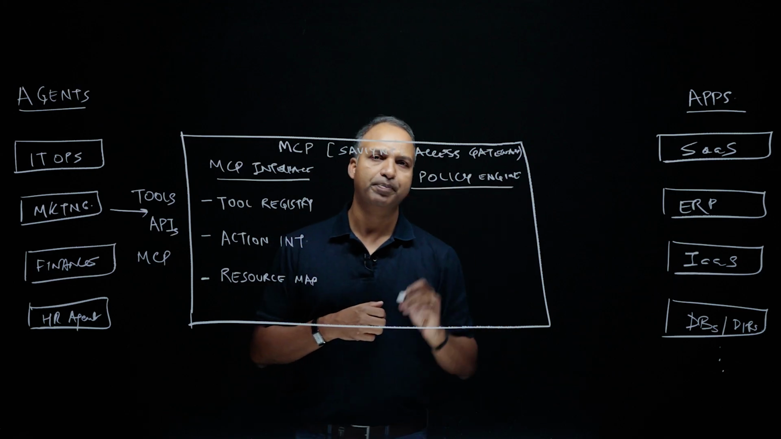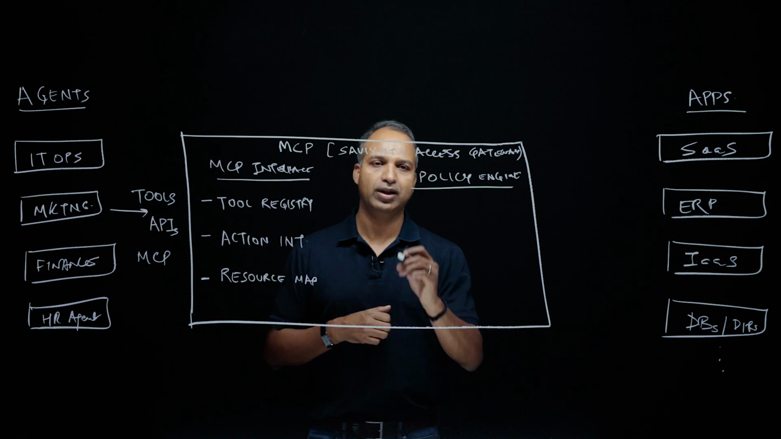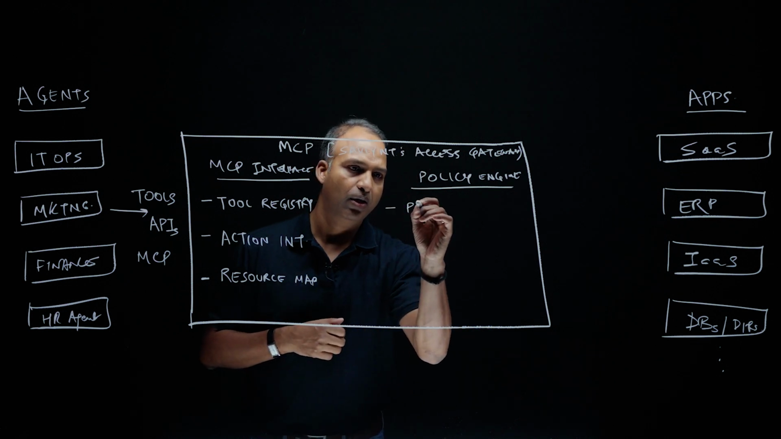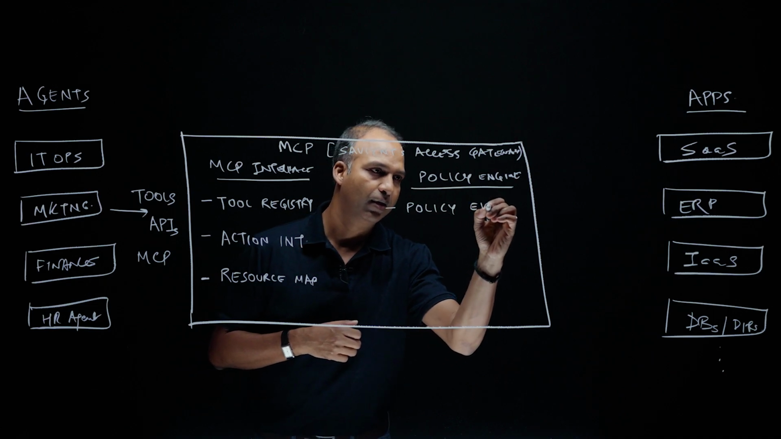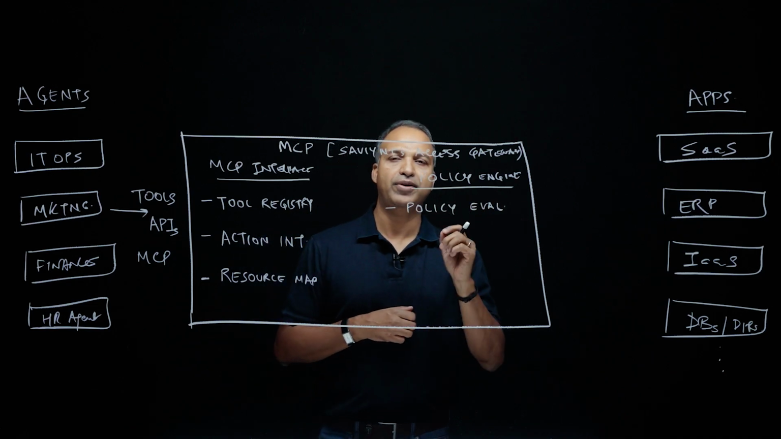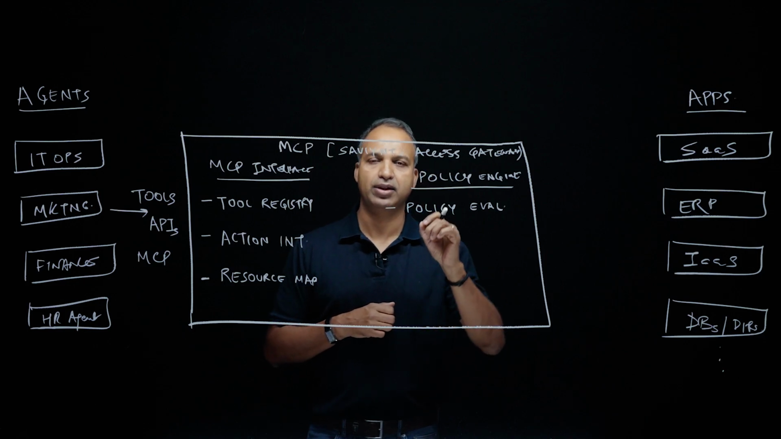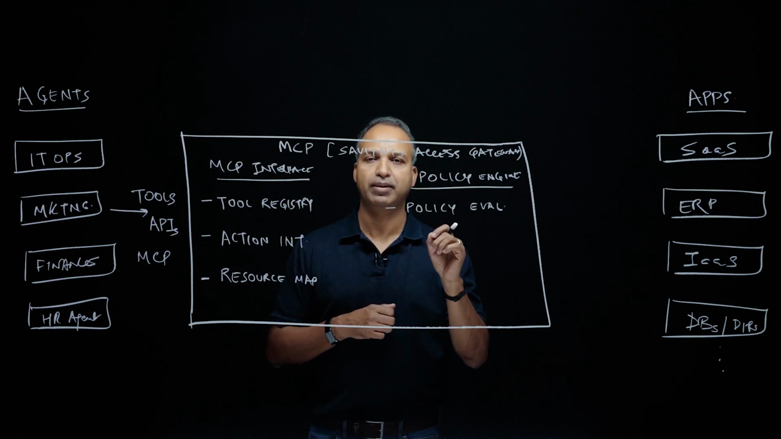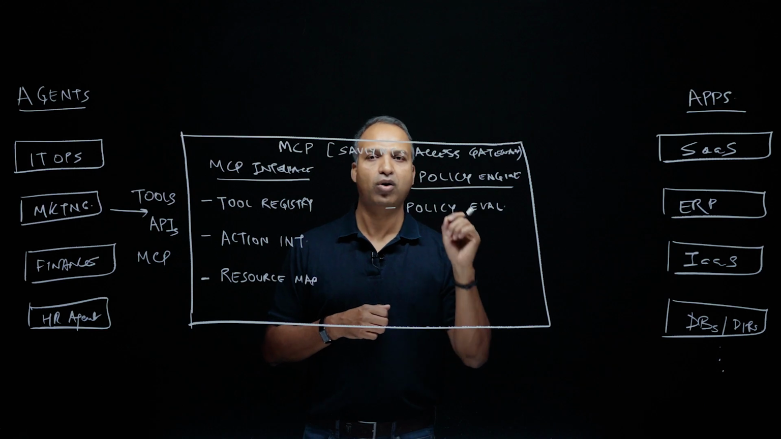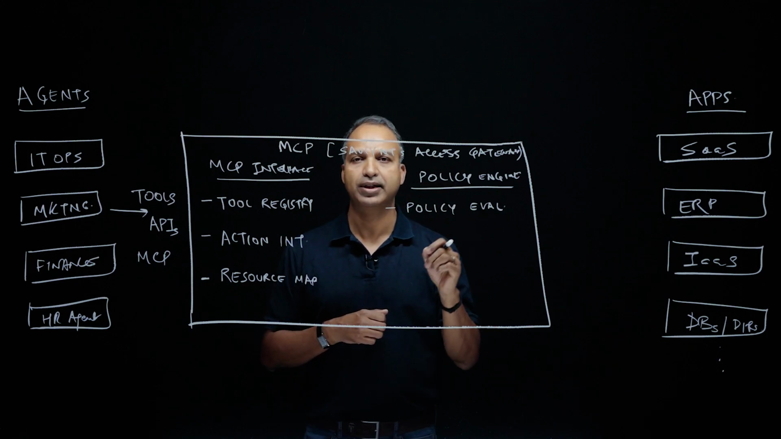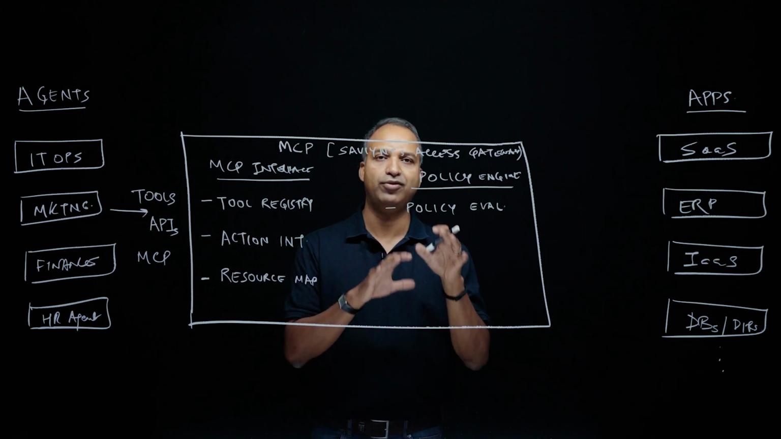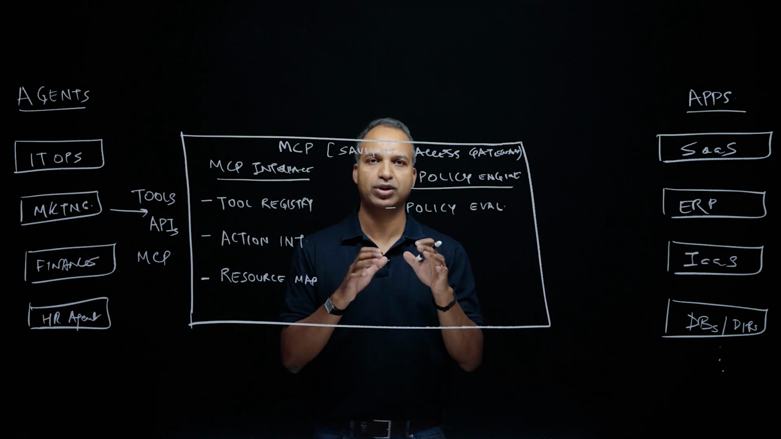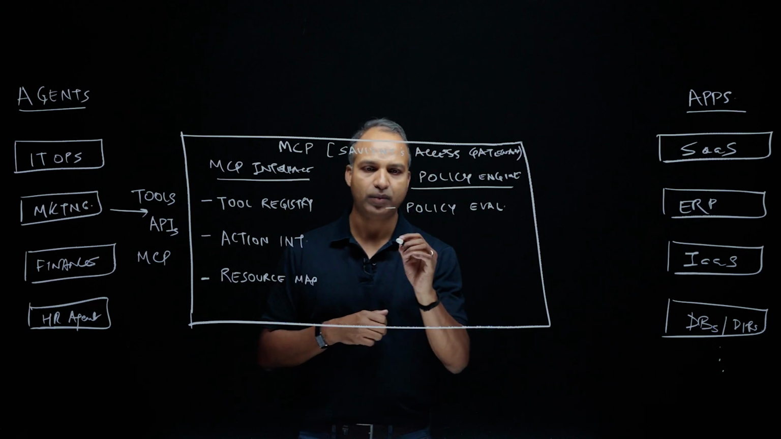The second part of your access gateway is all about policy evaluation. If you, as an organization, have a policy stating that a rogue agent, an orphan agent, or an unregistered agent should never be able to perform an agentic transaction, you can enforce that and you should be enforcing that at the gateway layer.